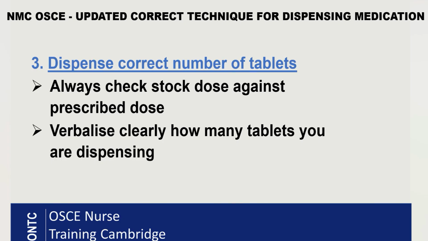No, the prescribed dose can be different to the stock dose. So it's your job to make sure what is the dose on your bottle or box, and then match it to your prescribed dose and work out how many tablets you're giving, and again verbalize it. Examiner doesn't come later on to see how many you dispense. They pass or fail you on your verbalization of how many you are dispensing.